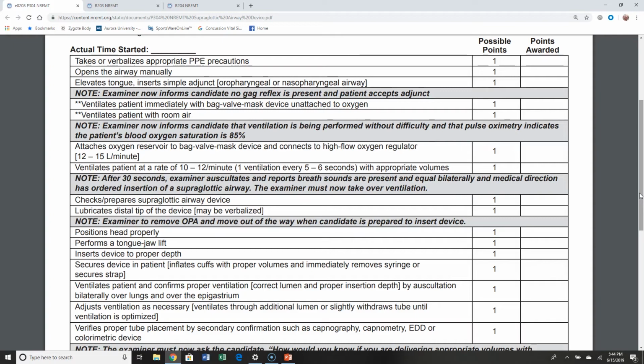We always put the device to its appropriate depth, and that's determined by the type of airway, usually some sort of marking at the level of the teeth. We secure the device in the patient, be it with a balloon, be it with tape, what have you, based on that particular device. We need to attach our bag valve mask, ventilate, and verify our placement by listening with a stethoscope, and we want to make sure we're having clear and equal breath sounds throughout the lungs.